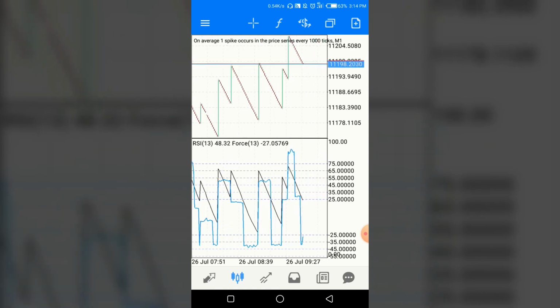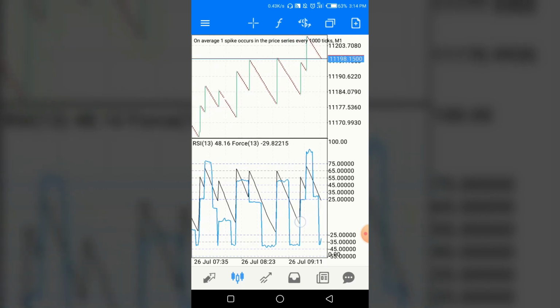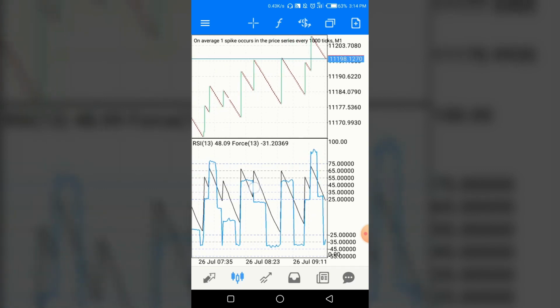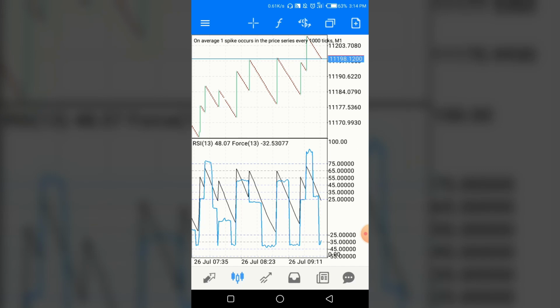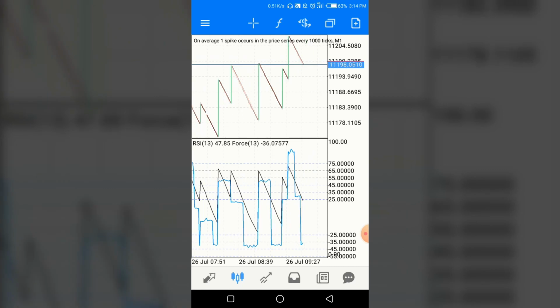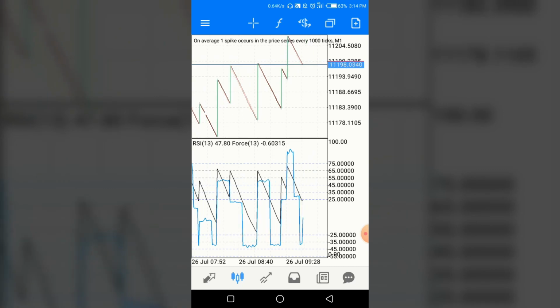The blue one is the force indicator, and the black one is RSI, according to your color choice. So this is how to set the indicator. Now I'm going to show you how to trade, how to enter trades with this indicator on my laptop.